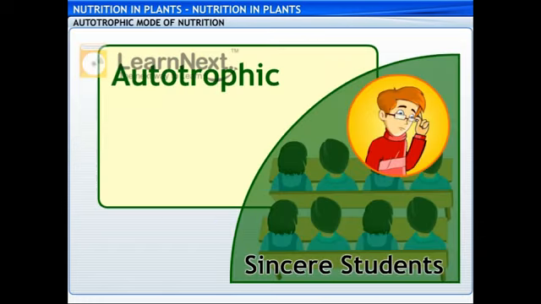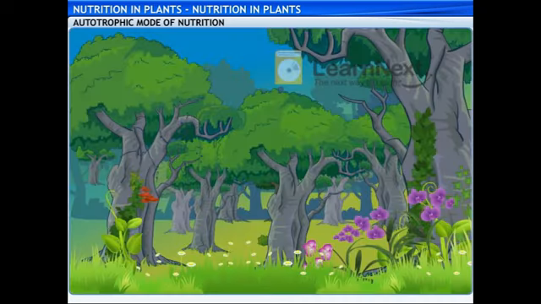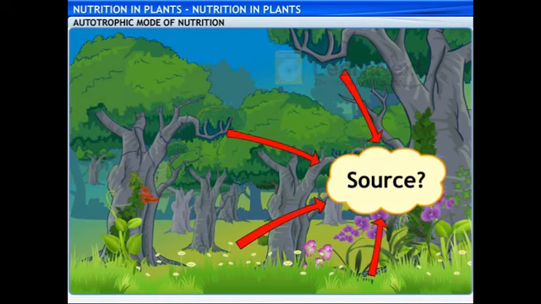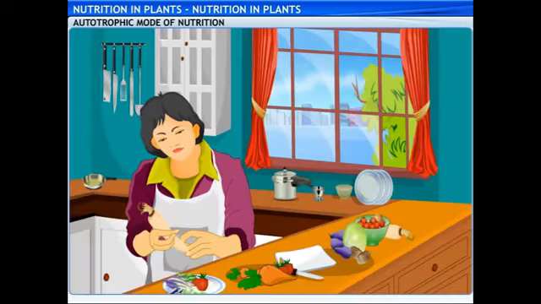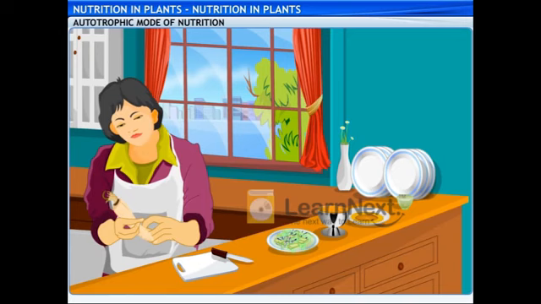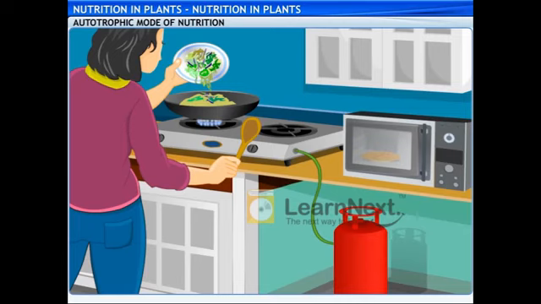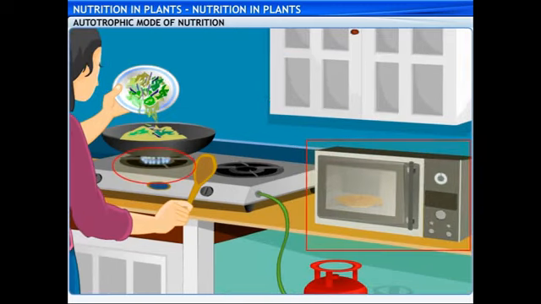The first mode we refer to consisted of autotrophs or plants that prepare their own food. Most green plants fall under this group. To understand how they produce their own food, let's peek inside the kitchen. Observe how your mom prepares a dish. She collects all the ingredients and mixes them together one after the other. See how she uses either a gas burner or microwave as a source of energy.